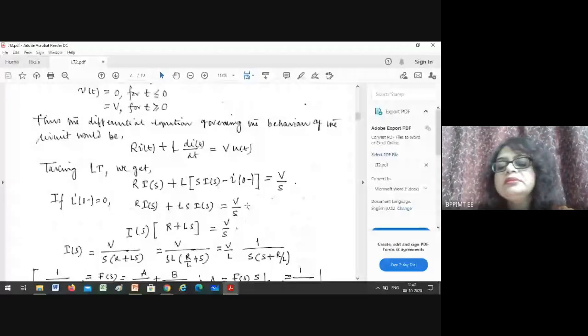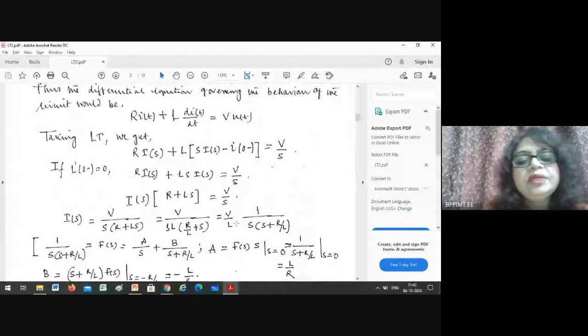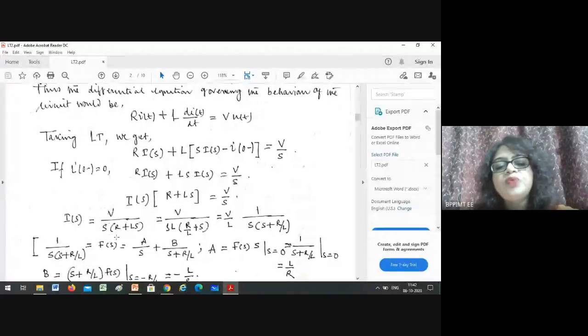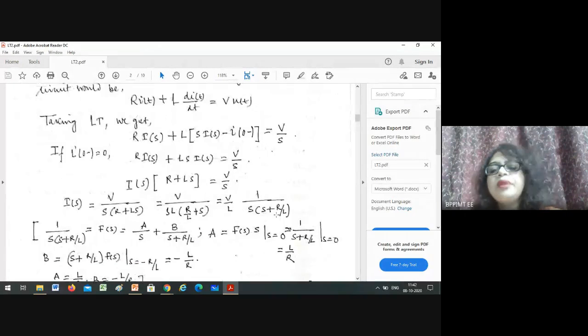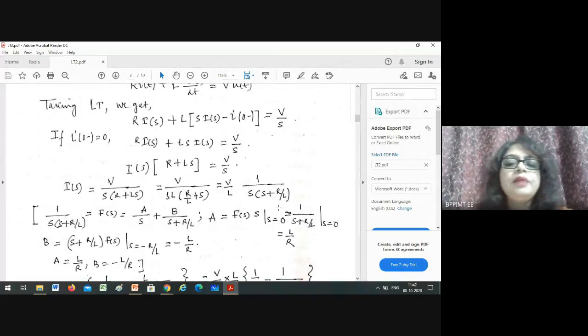If I take the common I(s), I(s) into (R plus Ls) equals V by s. Now I(s) equals V by s into (R plus Ls), which is V by sL, R by L plus s, that is V by L, 1 by s into (s plus R by L).